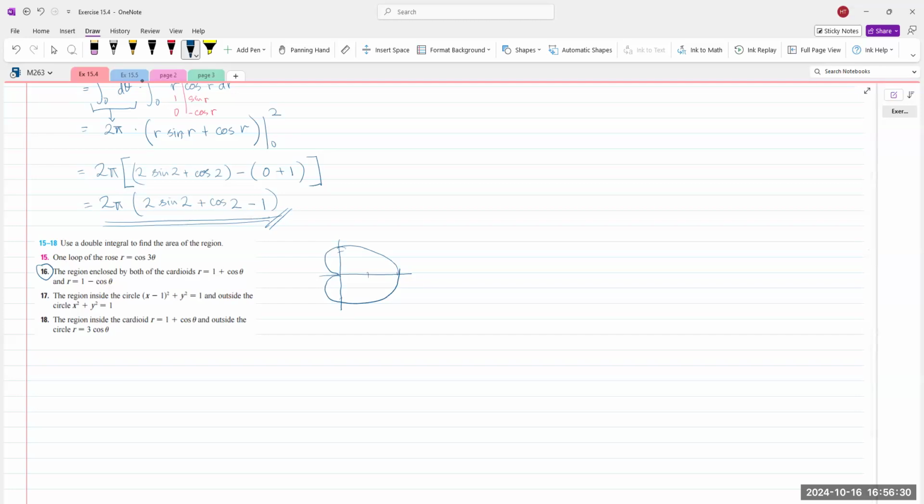Okay, so this is the first one. And then the second one, r equals 1 minus cosine theta, will be this part here. It looks the same, but you reflect it with respect to the y-axis. Okay, so we are looking at the region inside of both, which must be this one, the one here.